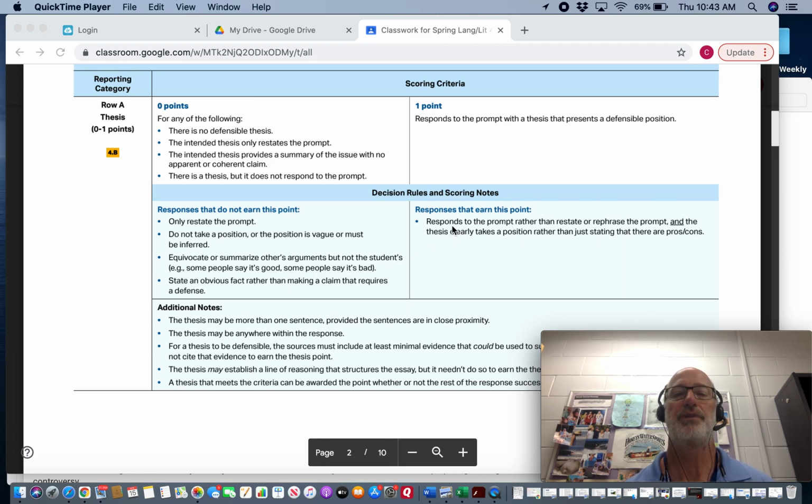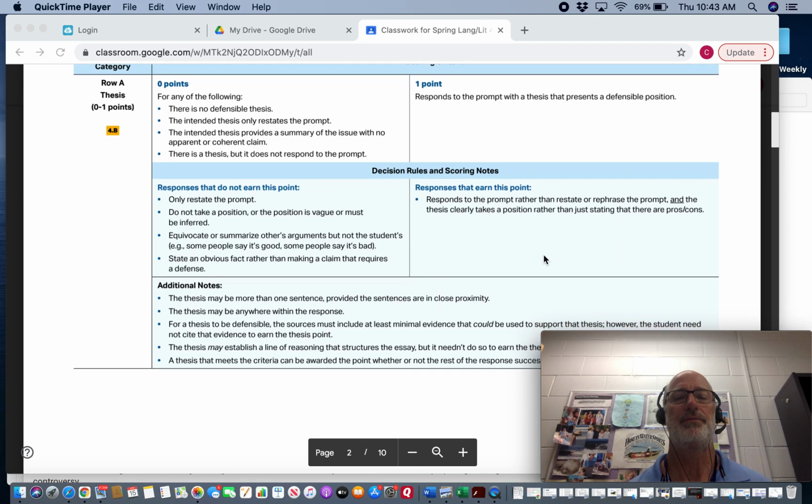Rather, you are responding to the prompt rather than restating or rephrasing it, and the thesis clearly takes a position rather than just stating there are pros and cons. So you need to be taking an angle here. You need to find something you're writing about. It doesn't have to be this way or that way. It could be this way at times, and I'm going to get to that when we get to row C, and maybe something else at other times.